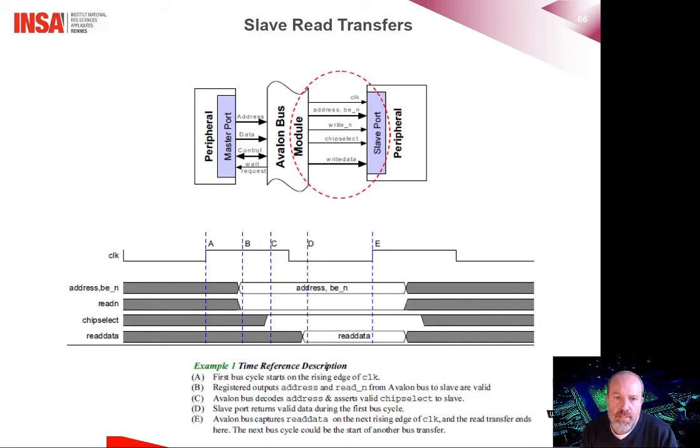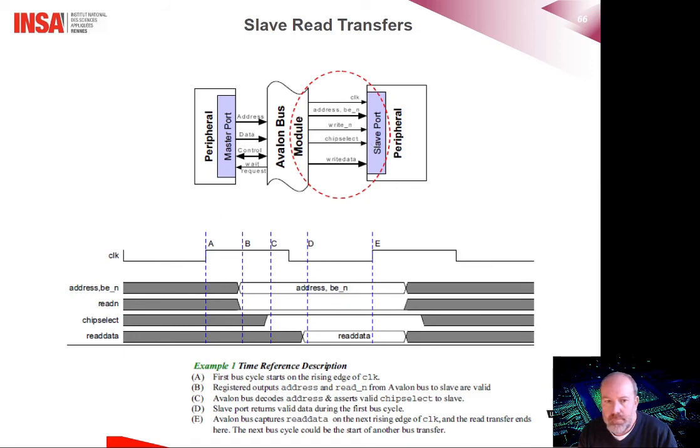The figure here shows an example of the fundamental read transfer. In the Avalon read transfer, the bus transfer starts on the rising clock edge, as you can see here. For the transfer to complete in a single bus cycle, the target peripheral must immediately and asynchronously output the contents of the address location to the Avalon Bus module. On the first rising edge of clock, the Avalon Bus passes the address, byte enable N and read N signals to the target peripheral. The Avalon Bus module decodes the address internally, then generates a chip select and drives the combinatorial chip select signal to the slave port.